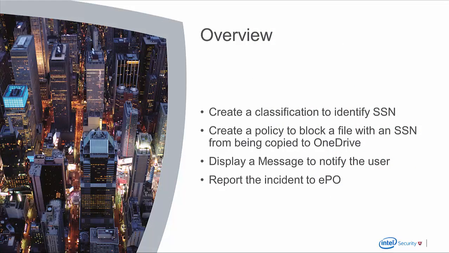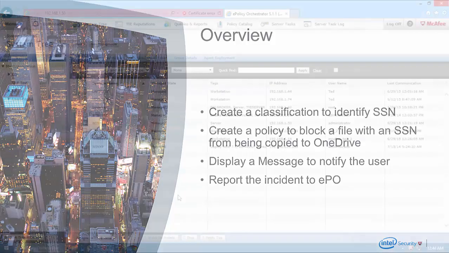We're going to create a policy to block social security numbers from being copied to OneDrive. It'll pop up a message and report that to EPO so that we can see that it was blocked. Our first step is to create a criteria that will identify social security numbers and prevent those from being accessed.